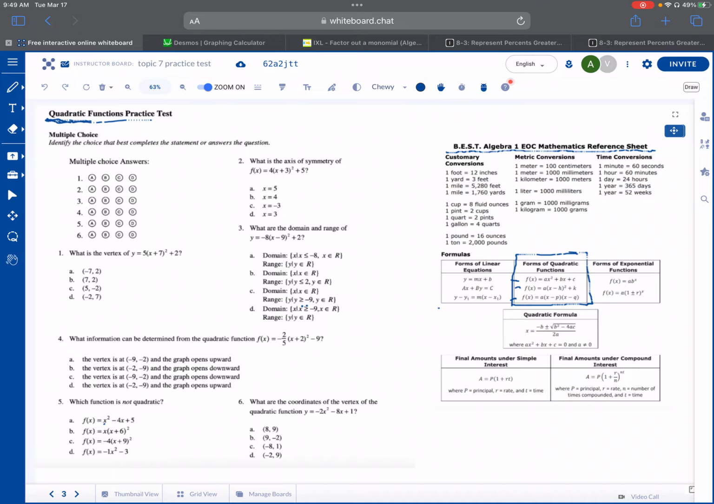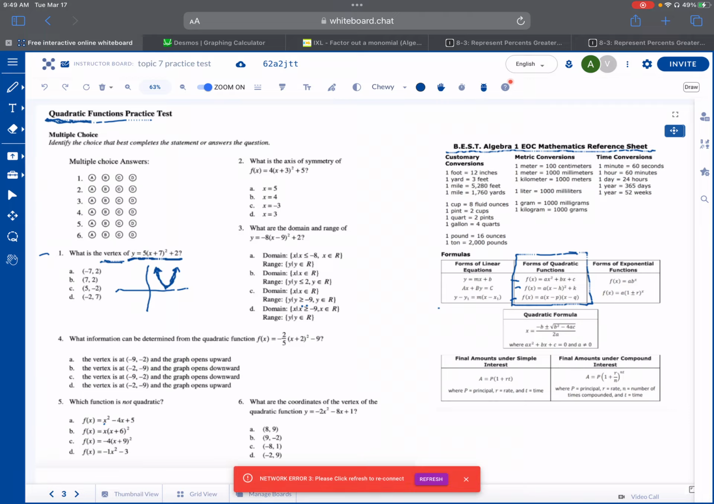All right, so let's look at question one. Question one says, what is the vertex of y equals 5 times (x plus 7) squared plus 2? Okay, so the vertex in a quadratic function: if you were to graph a quadratic, you will have something with this shape. It's called a parabola. So the vertex is the bottom part, the turning point of this function. As you see, this graph is going down and then it turns. So that is called the vertex.